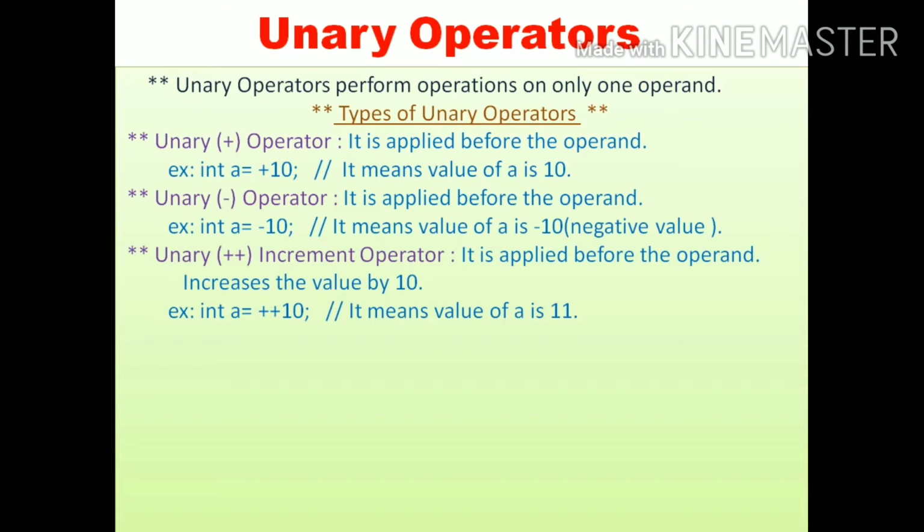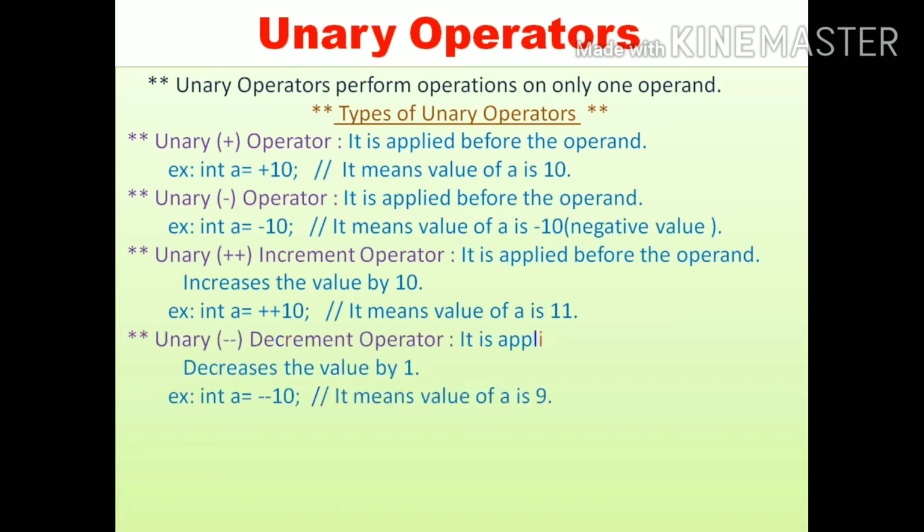Again a mistake, sorry for that. Example: int a = ++10. It means the value of a is 11. Unary minus minus, the decrement operator. It is applied before the operand and decreases the value by 1. int a = --10. It means the value of a is 9.